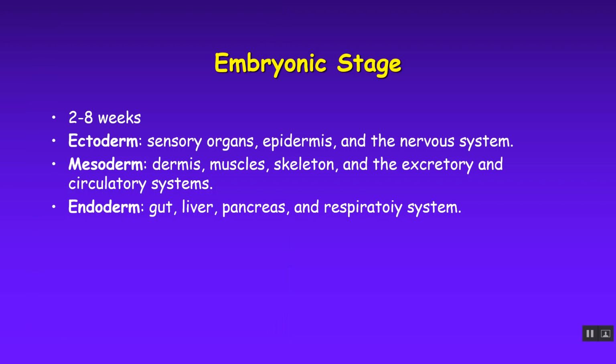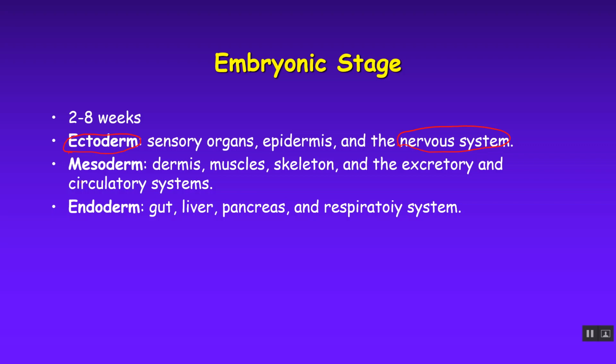So now let's go to the embryonic stage, which is 2 to 8 weeks. This is where we have the ectoderm that starts to differentiate into sensory organs, the epidermis, and the nervous system. So here's key: ectoderm, nervous system. All of your nervous system starts from the ectoderm. Okay. All of your nervous system comes from ectoderm.